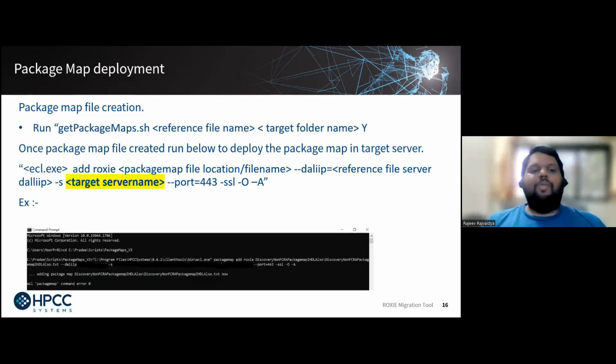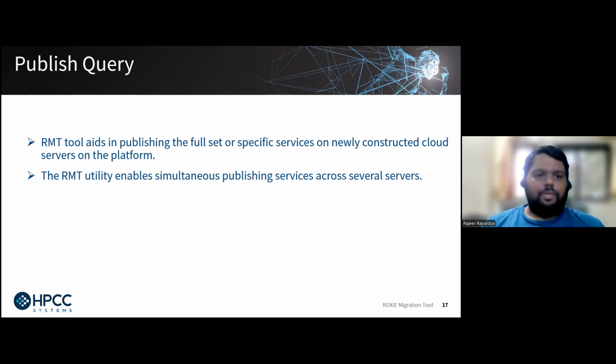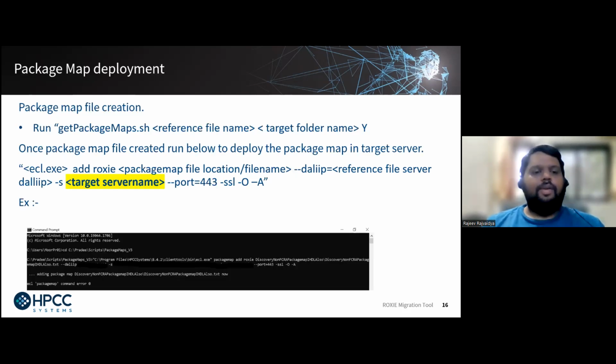And how do we deploy it? It's nothing but just a simple click of a button. You just enter the script name, that's get package maps. Oh, sorry, I was in a haste. So what do we need to do? We need to just run the script called get package map script .sh, the reference file name which I mentioned earlier, and the target folder. This could be any folder name that you want the latest file to reside in.